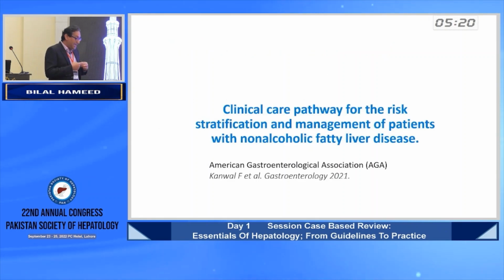So the AGA, actually Fasiya Kamal, who is one of our faculty members and proud editor of our journal, CGH, was the first author on the Gastroenterology guidelines. These are some of the AGA guidelines.